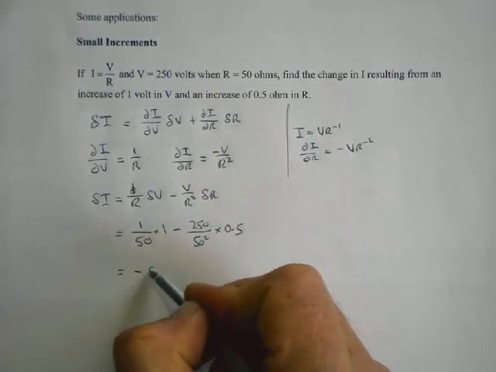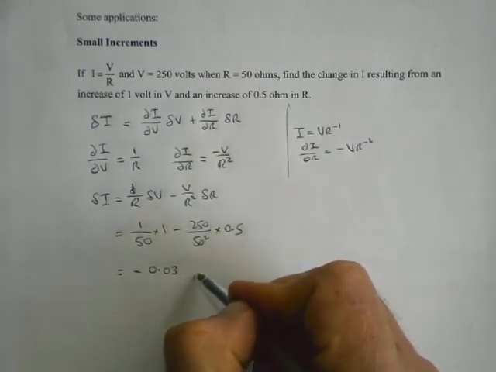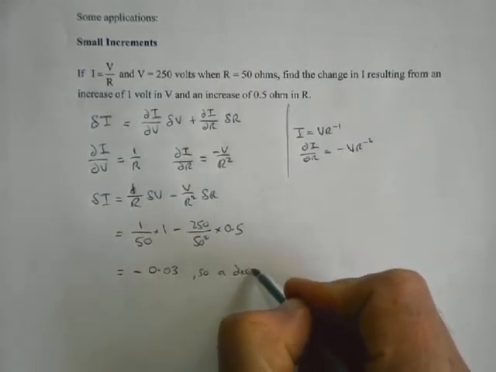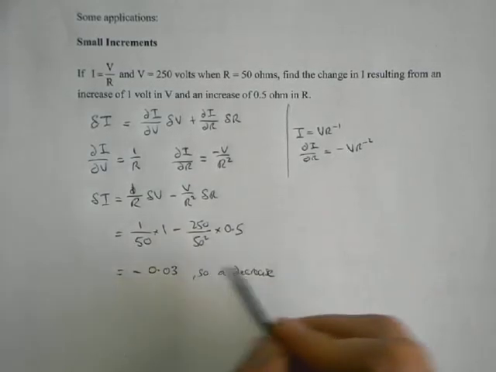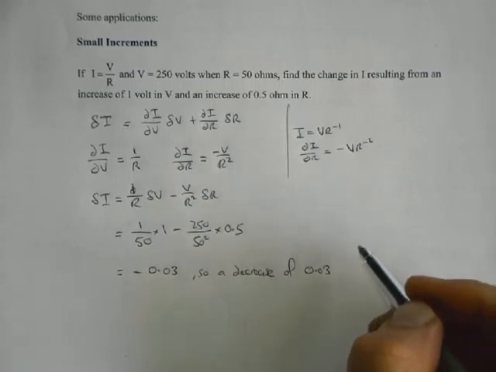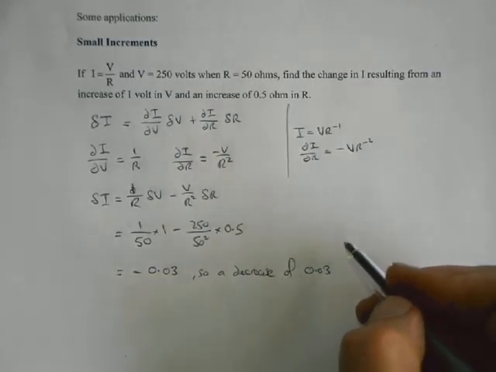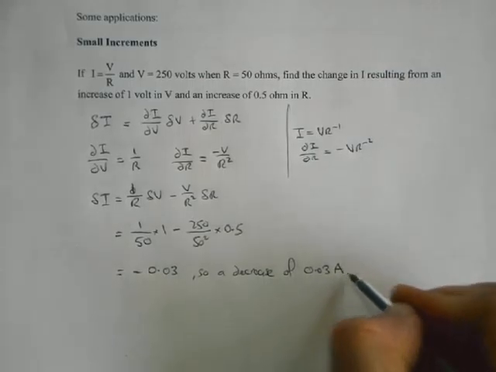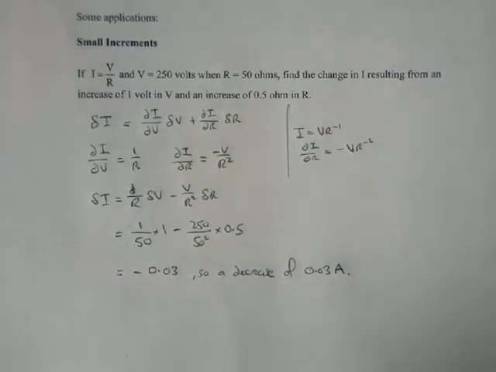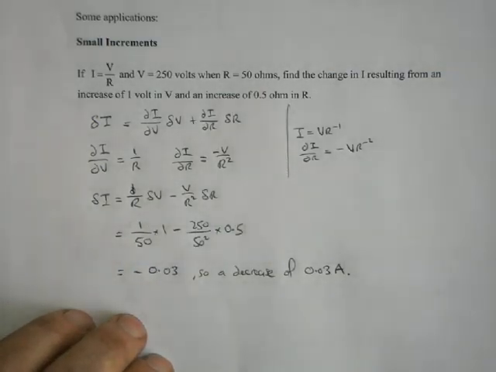If you chuck it into your calculator, that can be negative 0.03. So a decrease, okay, negative is a decrease of 0.03, whatever I is measured in, and this question doesn't tell you, but if you needed to know, you would. That's current, so it'll be in amps. So there we go, we now have an increment in the current, worked out from the increment and the rates from the voltage and the resistance.